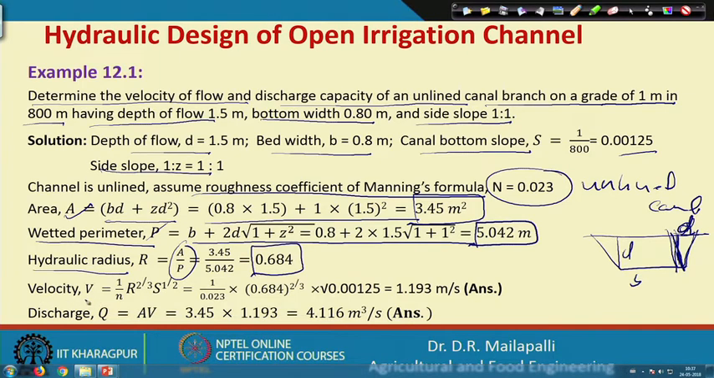Now, velocity: this is Manning's N equation. Substitute the values. You have the R value, the S value, and the N value, and finally you get 1.193 meter per second. The discharge Q is A into V. So, A is this, and velocity is 1.19. Finally, you get 4.116 meter cube per second.